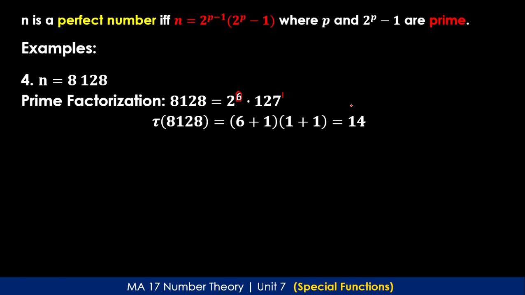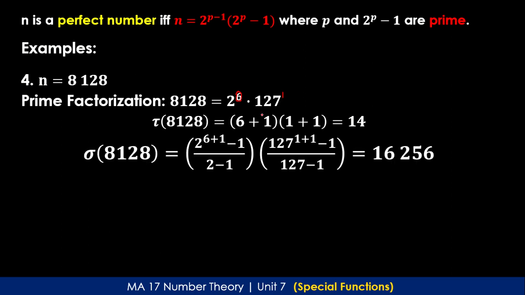And then for the sigma, let's just apply it. Again, we have two prime factors, 2 and 127. So we'll have 2 raised to 6 plus 1 minus 1 divided by 2 minus 1, and then the other factor, 127 raised to 1 plus 1 minus 1 divided by 127 minus 1. So that is 16,256. And then 8128 times 2 is 16,256. So in this case, again, equal.